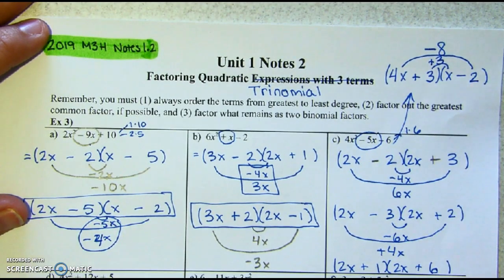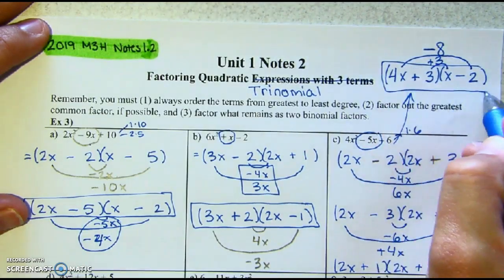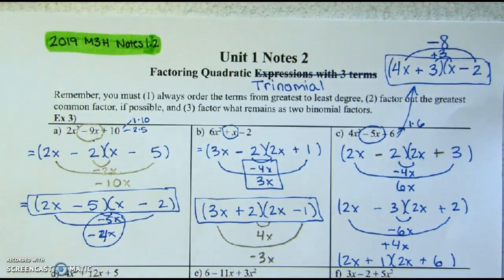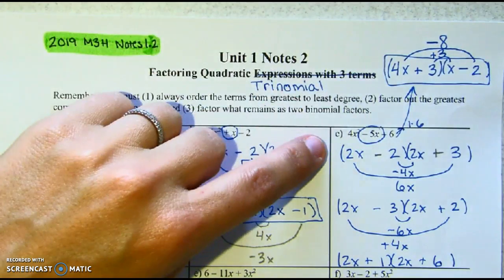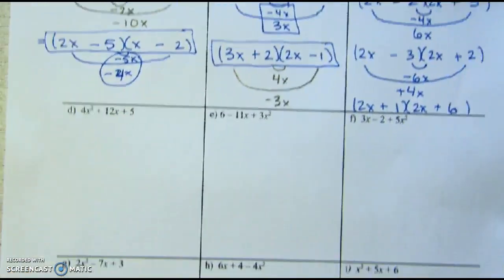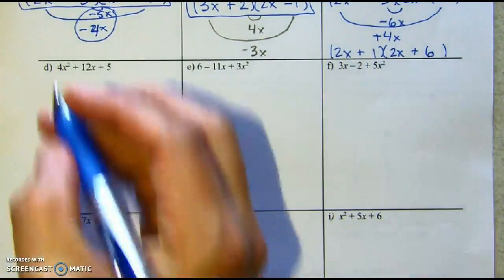Okay, look at this mess. What's your final answer? This is the final answer. There. How do you know? Because if you were to FOIL this, it would equal this. Guess what? We're going to keep going. The more you see, the better.